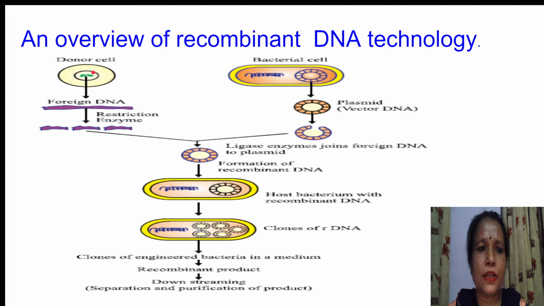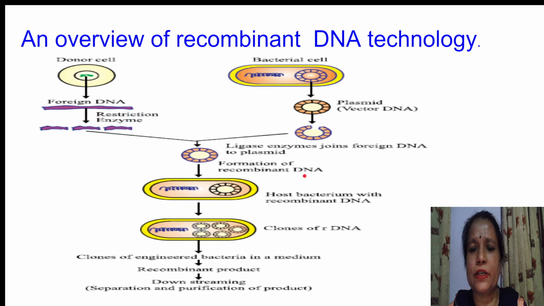This is a donor cell from which we will obtain the foreign DNA, and we will break this DNA into fragments by using restriction enzyme. Then we will take the bacterial cell, from where we will take the plasmid. Plasmid is the vector DNA. Then this desired gene of interest will be inserted in the vector, and ligase enzyme will join foreign DNA to plasmid. Then there is a formation of recombinant DNA.